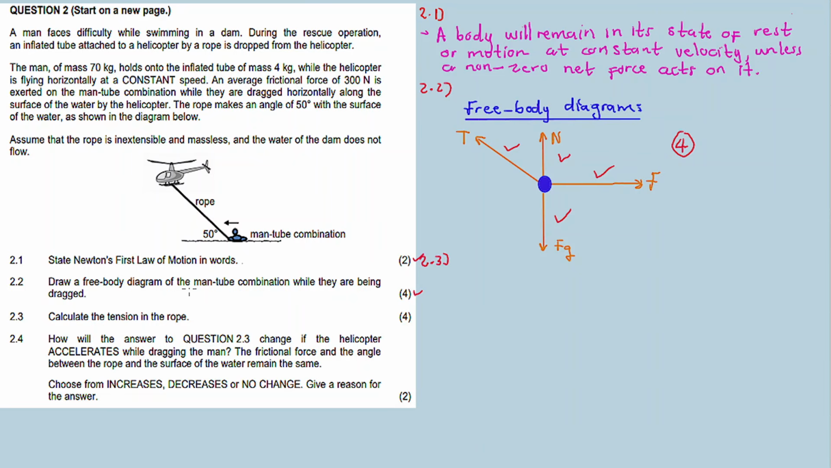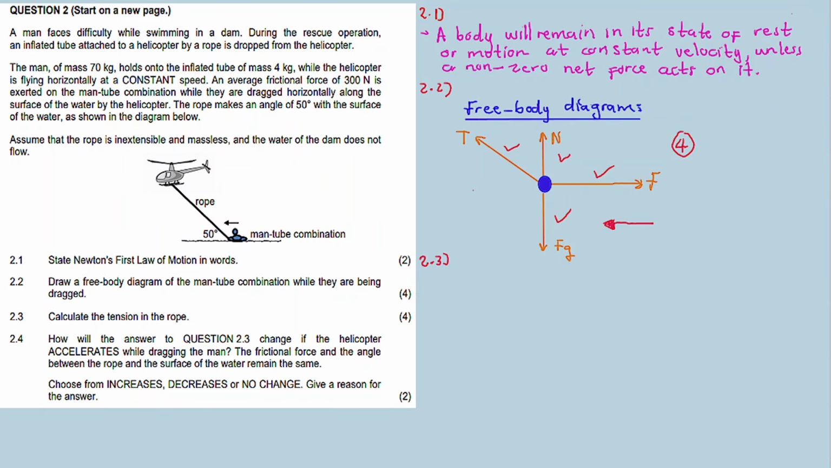2.3: let us calculate the tension in the rope. We want to calculate the tension in the rope. Now, first things first, the man tube combination moves in which direction? Horizontally to the left. Yes, to the left. So now, to apply Newton's laws, you need to identify the direction.